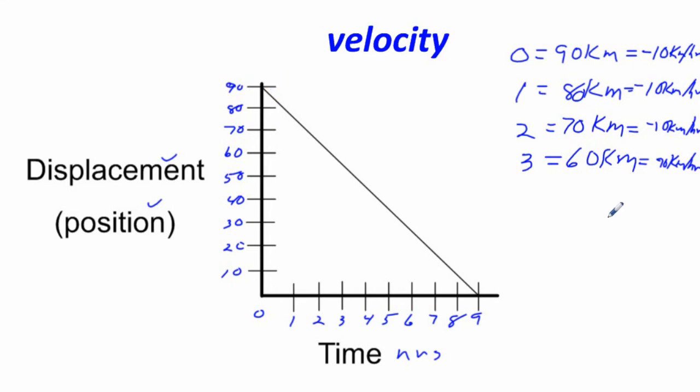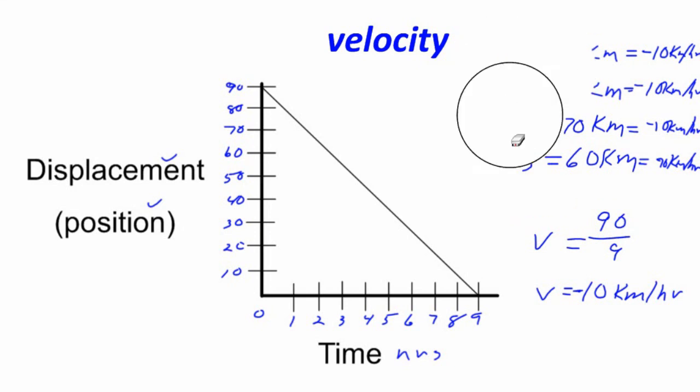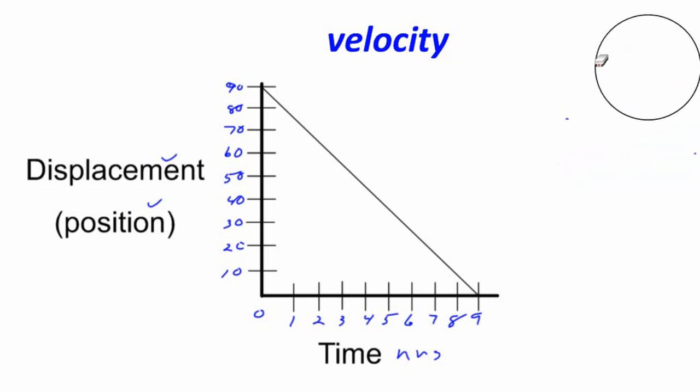All right, let's look at the whole graph. We started out at 90 kilometers, and we went to 0 over 9 hours, so we know the change is negative. And so our velocity is going to be 90 divided by 9, which is 10 kilometers per hour, and it's going to be in the negative direction. All right, not too bad. Let's do one more really quick one.